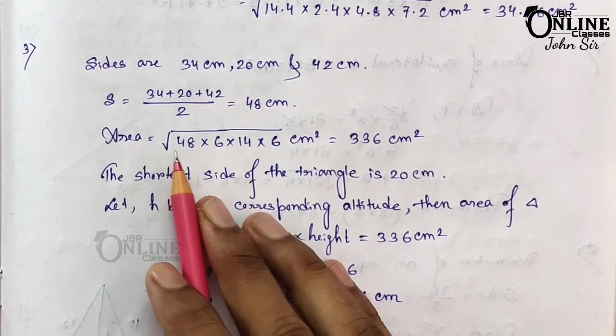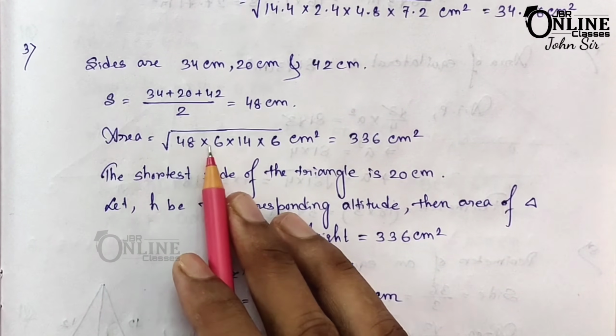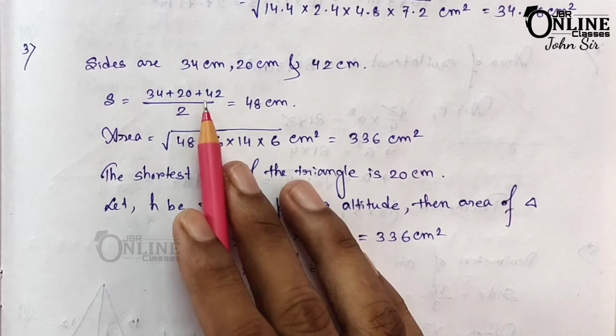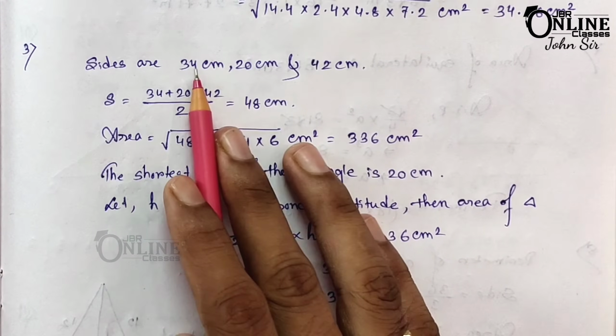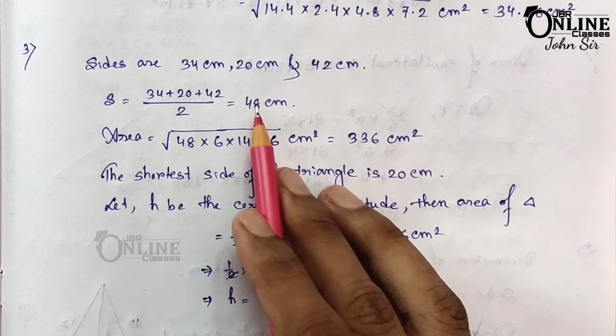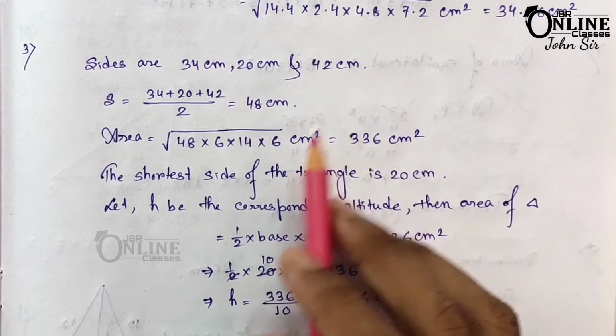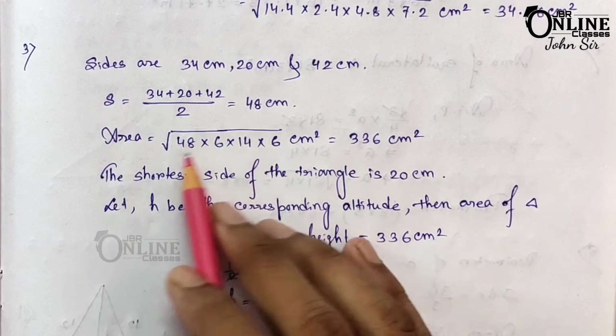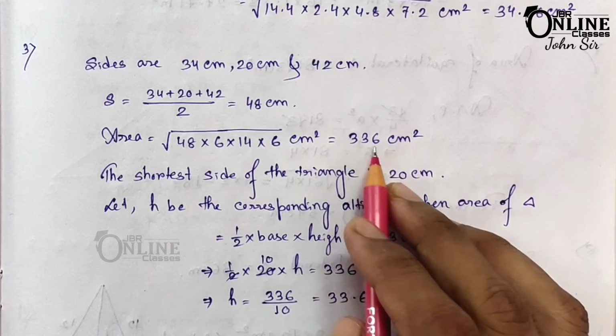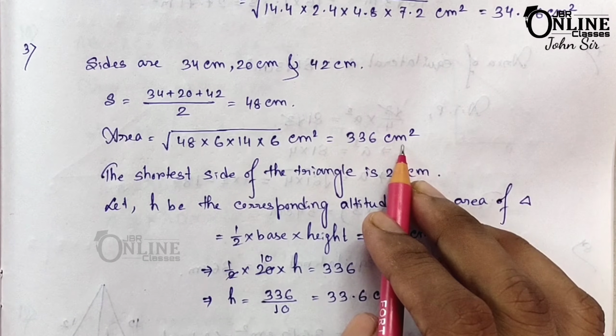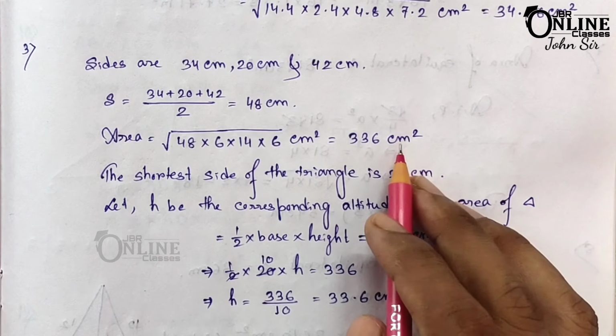Clear? Now area will be root over S into (S minus A), that means 48 minus 34, that becomes 14, 48 minus 20, 28, 48 minus 42, that equal to 6. So here root over of this one equal to 336 centimeter square. Okay, so this is your first answer.